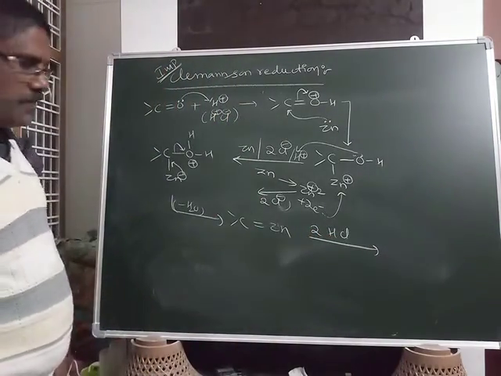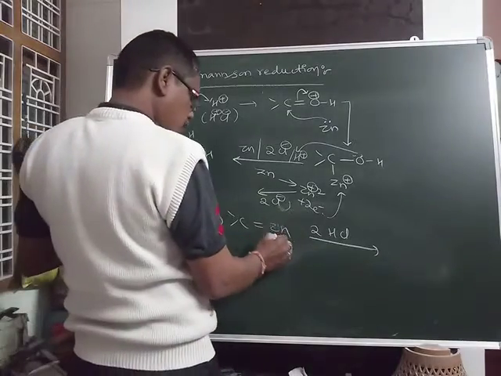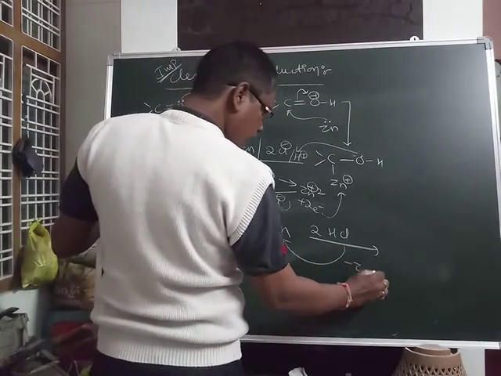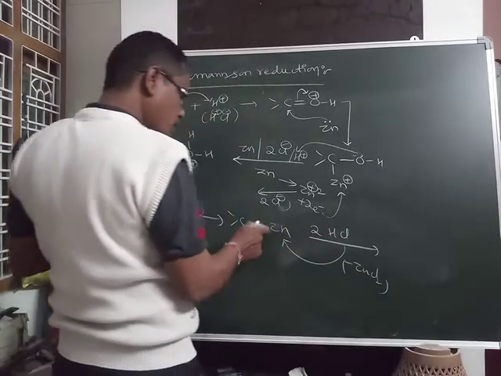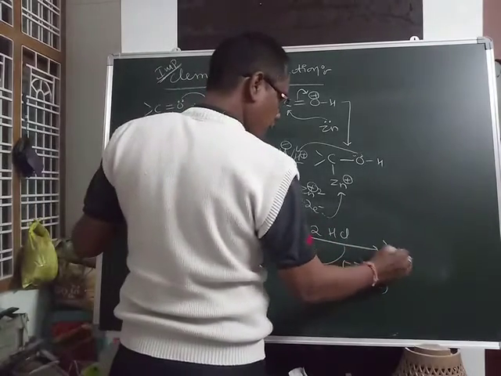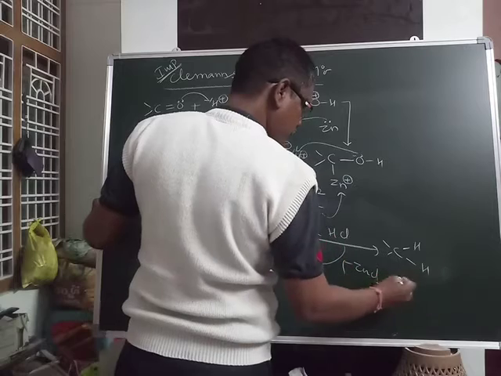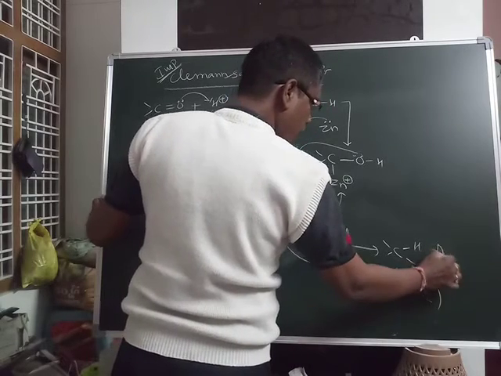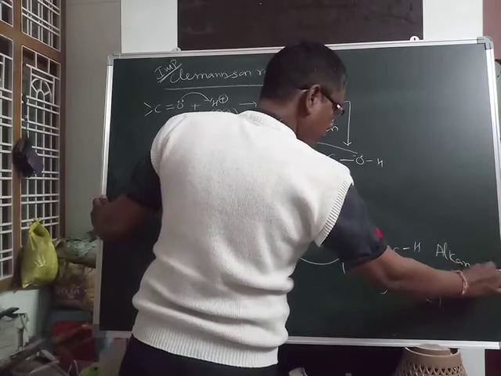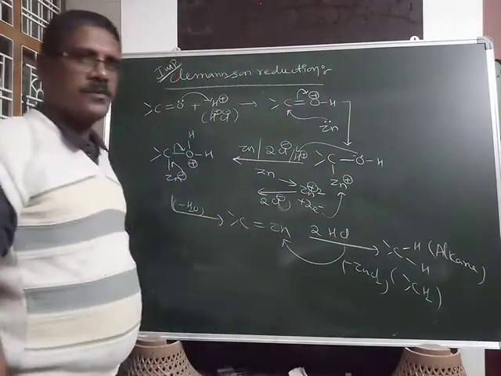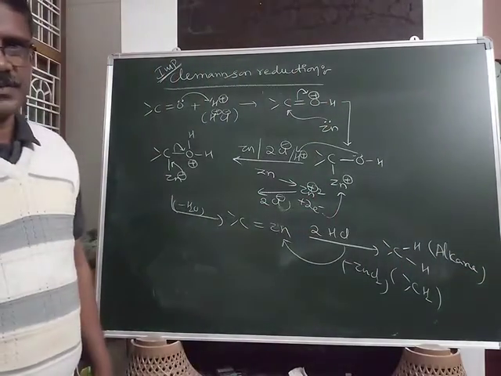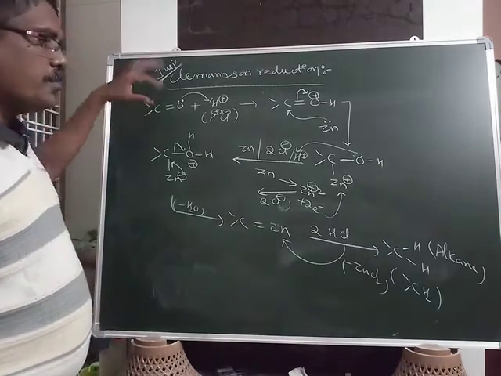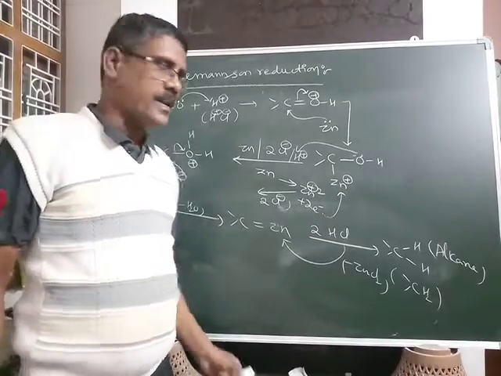At this stage, 2 molecules of HCl will take 2 Cl and be eliminated as ZnCl2, and 2 hydrogens are added to this one. This is nothing but CH2. This is the alkane. This is the Clemmensen reduction. Okay, that is Clemmensen reduction. The carbonyl compound converts into the alkane.